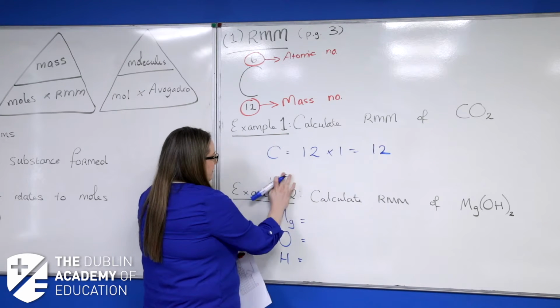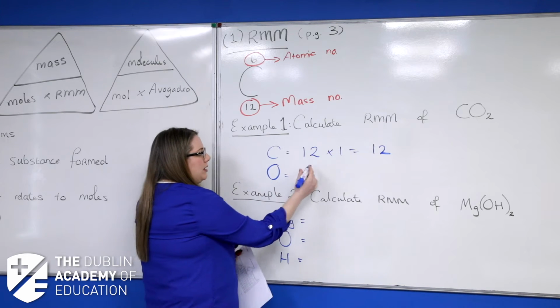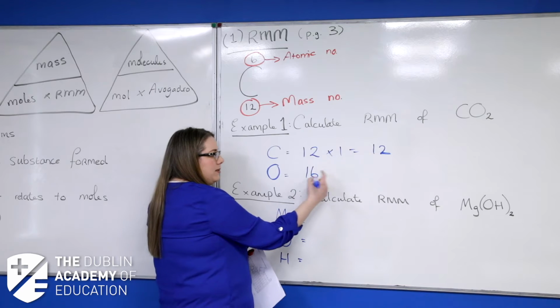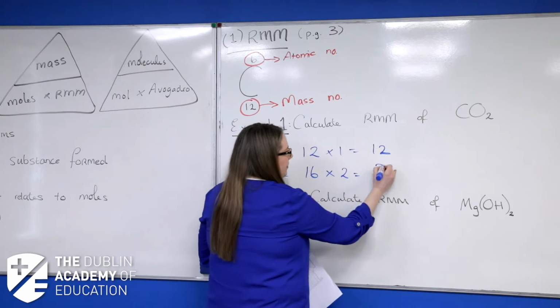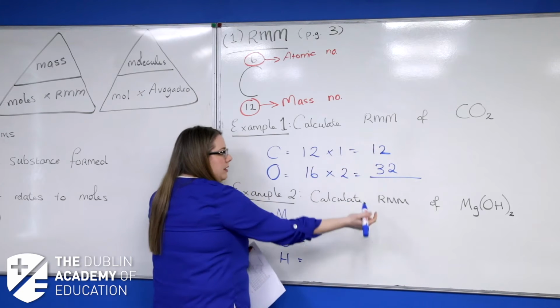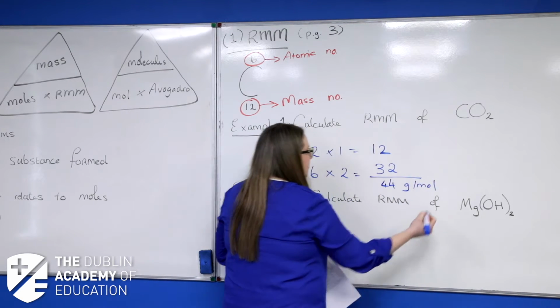Hydrogen, that's not... go this way. For oxygen, we have 2 of them, and they have a mass of 16. So masses from the periodic table times 2. And to get the relative molecular mass, you just add them together. So you're going to get 44. And your units are grams per mole.